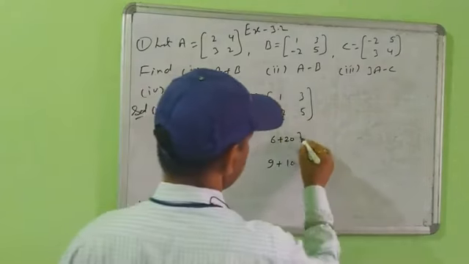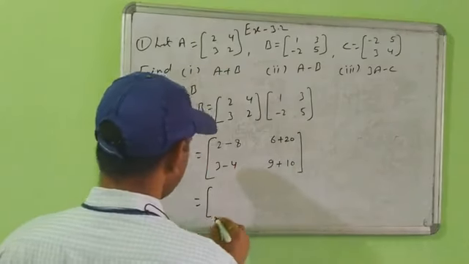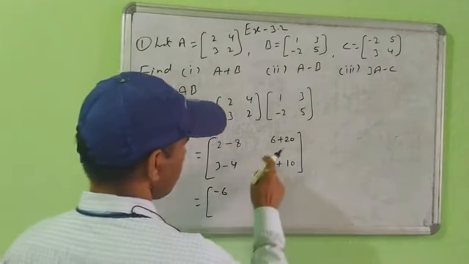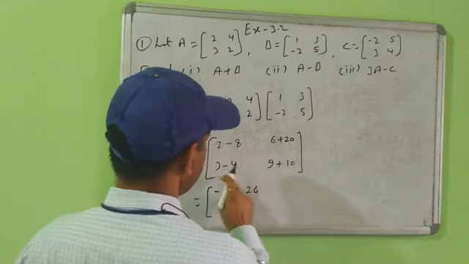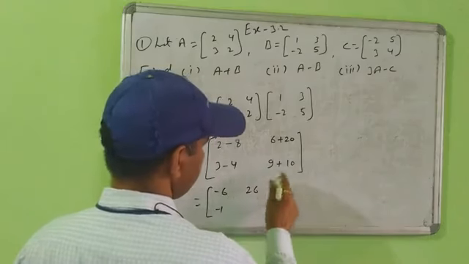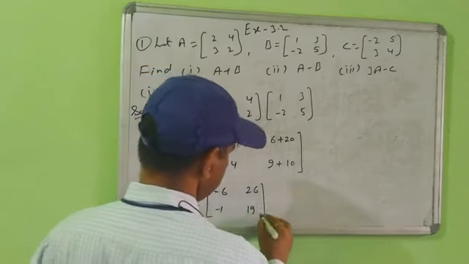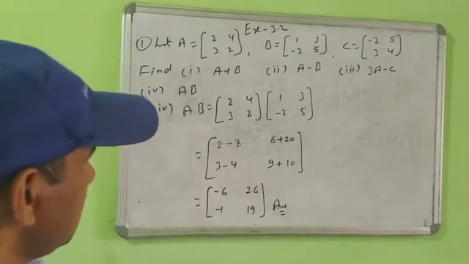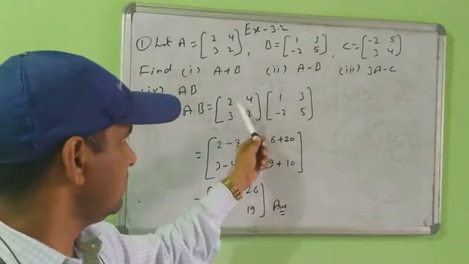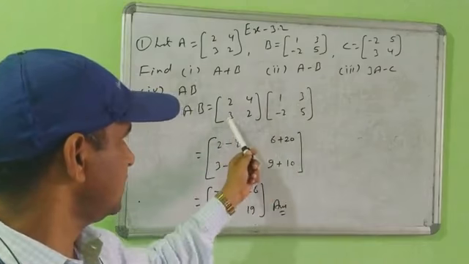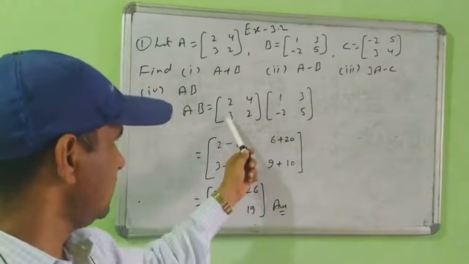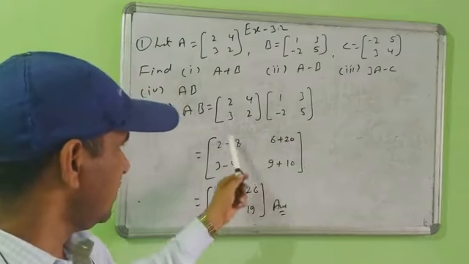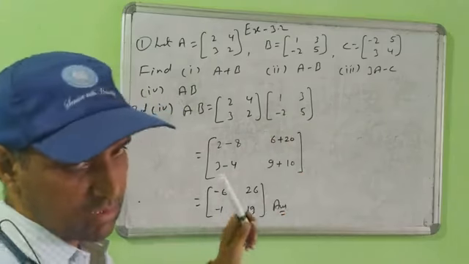Then after multiplying, you calculate: 2 minus 8 is minus 6, 6 plus 20 is 26, 3 minus 4 is minus 1, and 9 plus 10 is 19. This is the multiplication of the two matrices. So how to multiply two matrices: first row, first column; first row, second column; second row, first column; second row, second column. Multiply accordingly, then calculate, and you will get the correct answer.